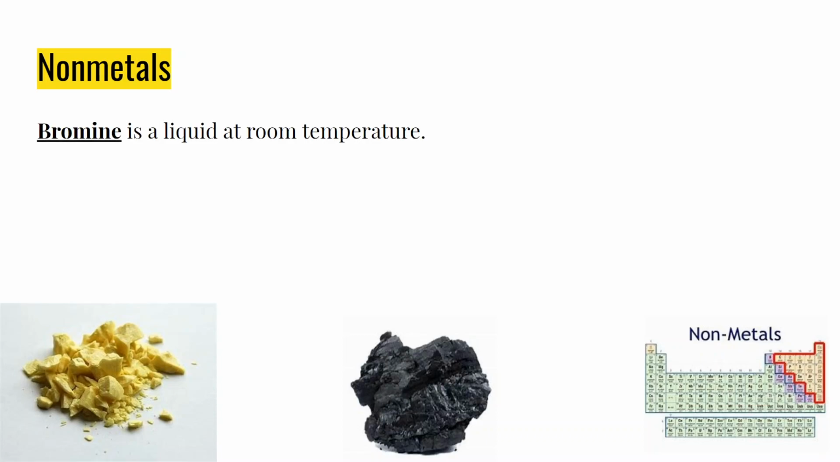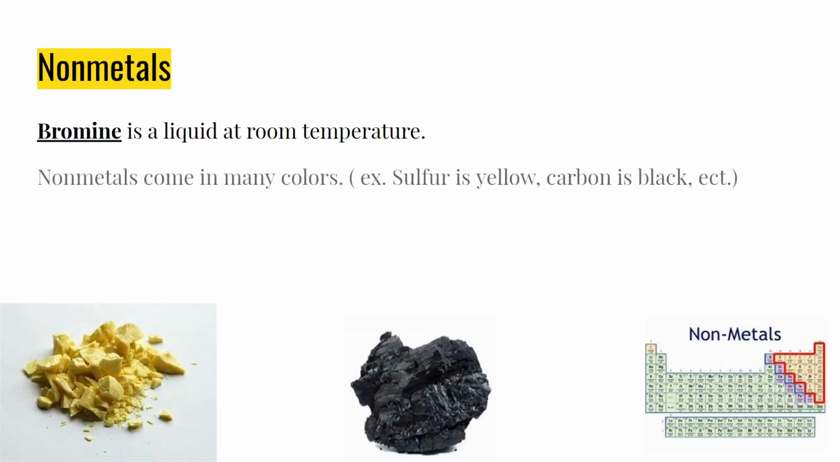Bromine is a liquid at room temperature and is the only liquid at room temperature non-metal. And so that's one thing to know. Bromine is the exception there. From there, non-metals are known to come in many colors. We talked about metals before. They have a silver metallic kind of look to them. And that's why when we call something metallic looking, it's shiny and it's silver.